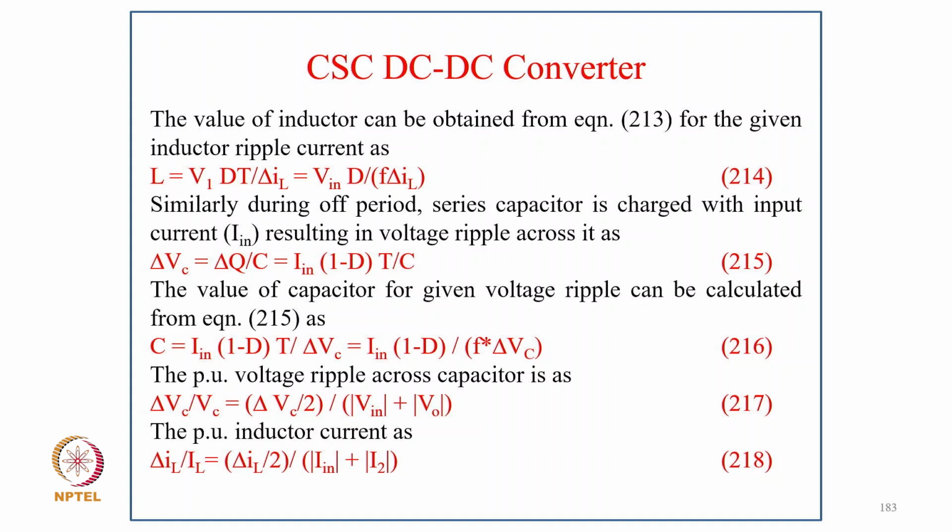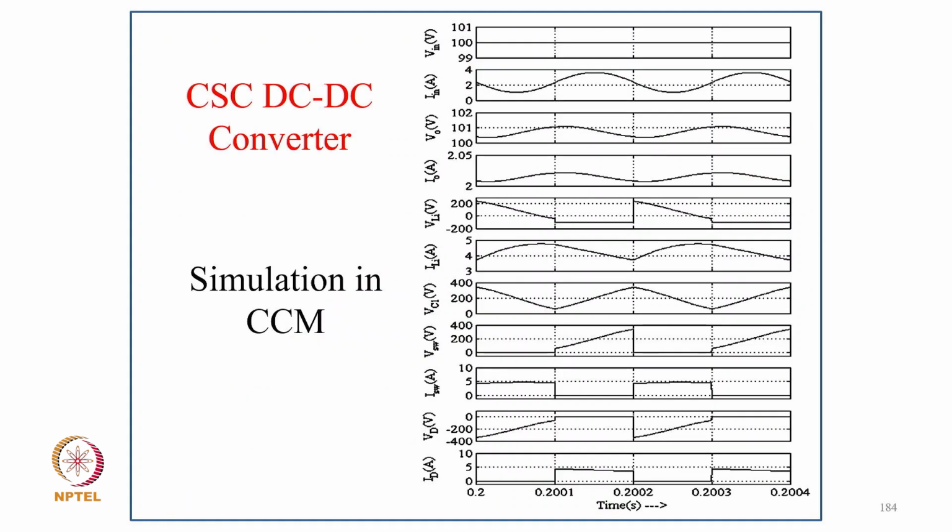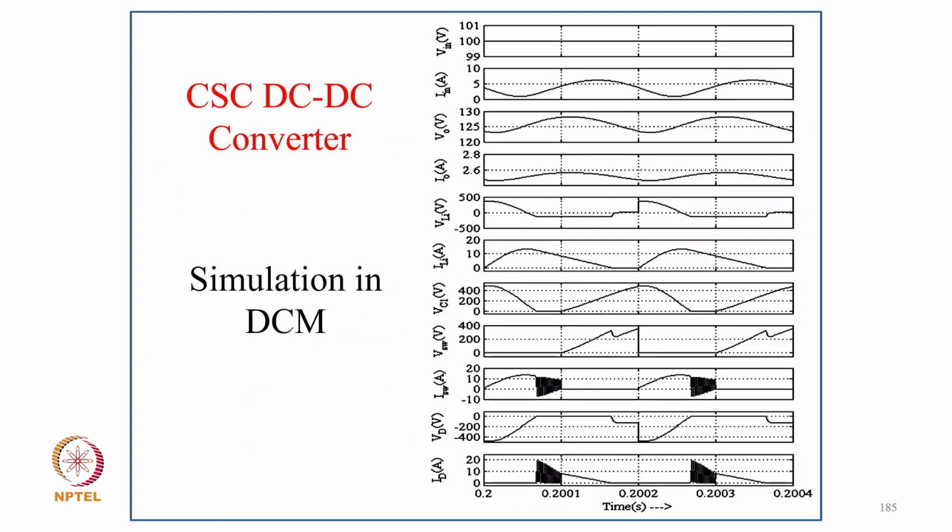Similarly, during the off period the series capacitor is charged with the input current, resulting in a voltage ripple across it. So delta VC equal to delta Q upon C, or IN (1 minus d) T upon C. The value of the capacitor for a given voltage ripple can be calculated as C equal to IN (1 minus d) T upon delta VC, or IN (1 minus d) divided by F into delta VC. And the per unit voltage ripple across the capacitor is delta VC upon VC, that is delta VC by 2 in bracket absolute Vin plus absolute Vout. The per unit inductor current ripple is delta IL upon IL, that is delta IL by 2 in bracket absolute value of IN plus absolute value of I0. And these are the typical waveforms of the canonical switching converter in CCM. And this is the waveform of the canonical switching converter in DCM.